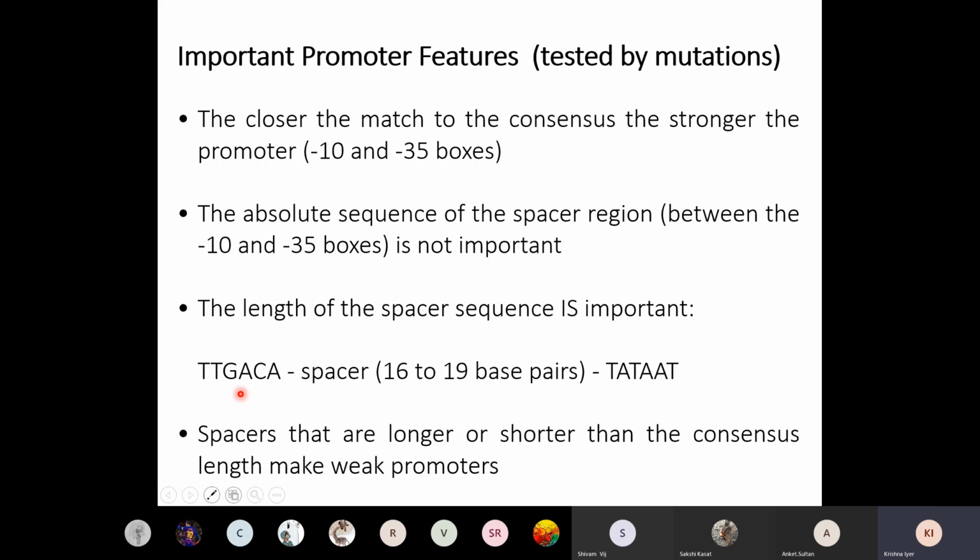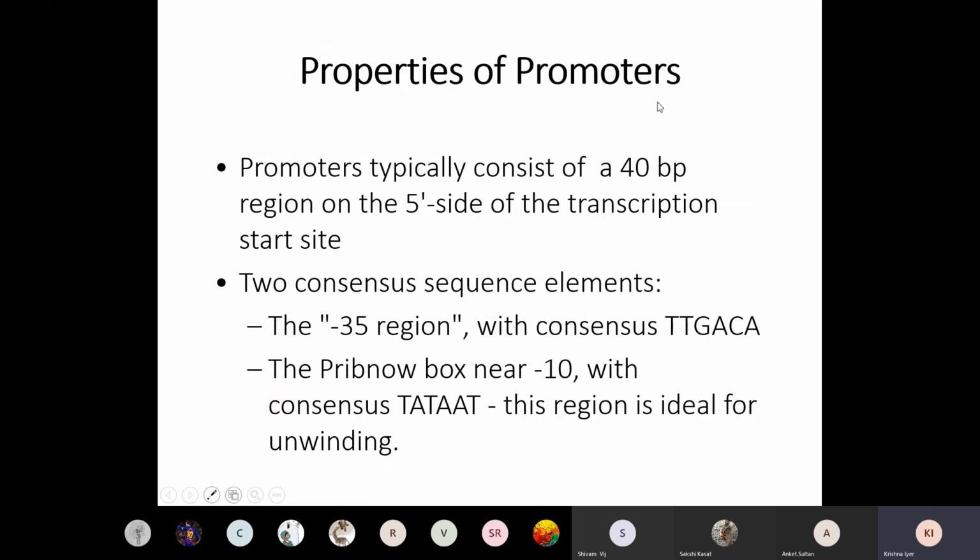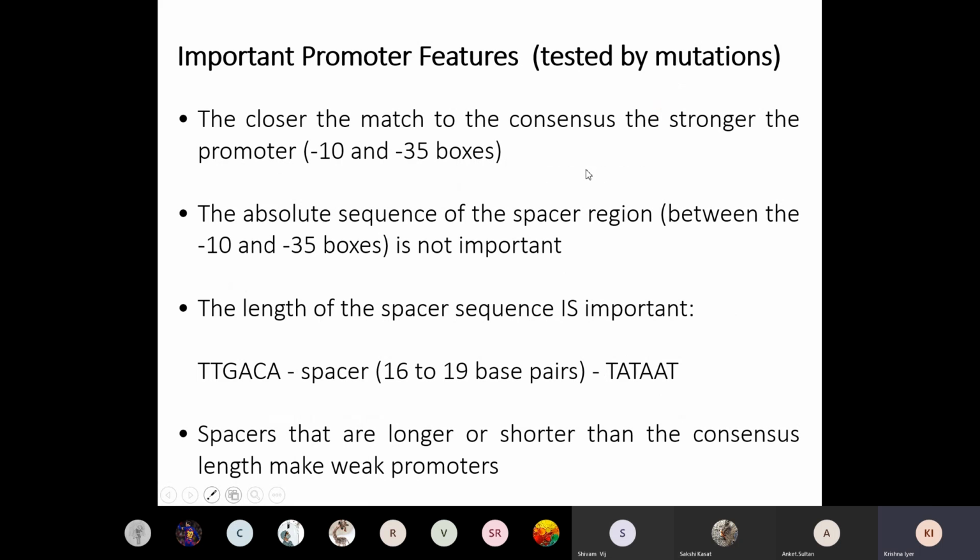So see this, I have TTGACA, which is, if you remember, the -35 region, and then in between it should be 16 to 19, and then I should see the Tata box. If this 16 to 19 is violated, so say it is 14 or 21, or 13, 22, then I'll find that the way the transcription begins is affected and the transcription is slower. It can be as strict as even 15 to 20 could be bad. So spacers that are longer or shorter than the consensus make for what are called weak promoters.